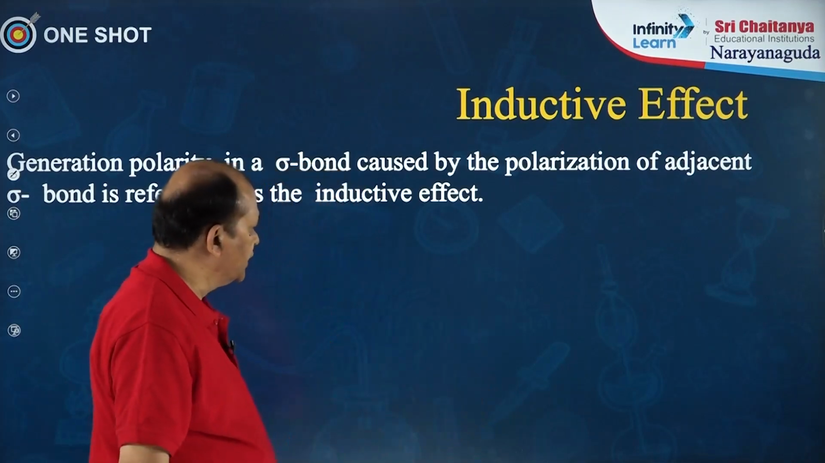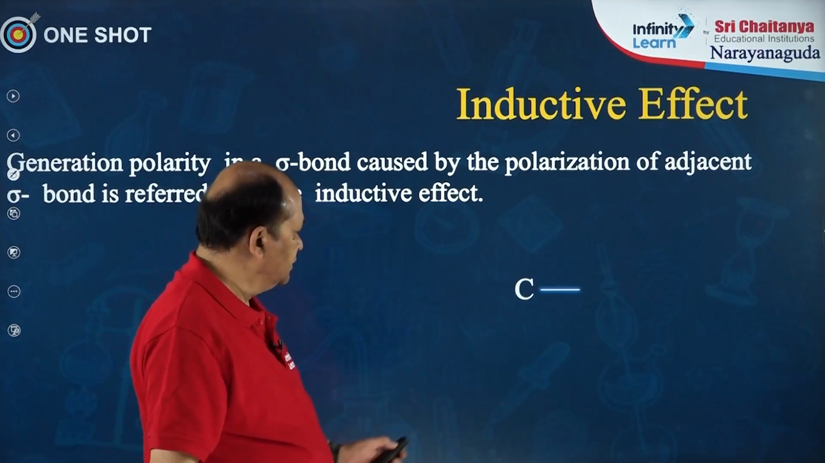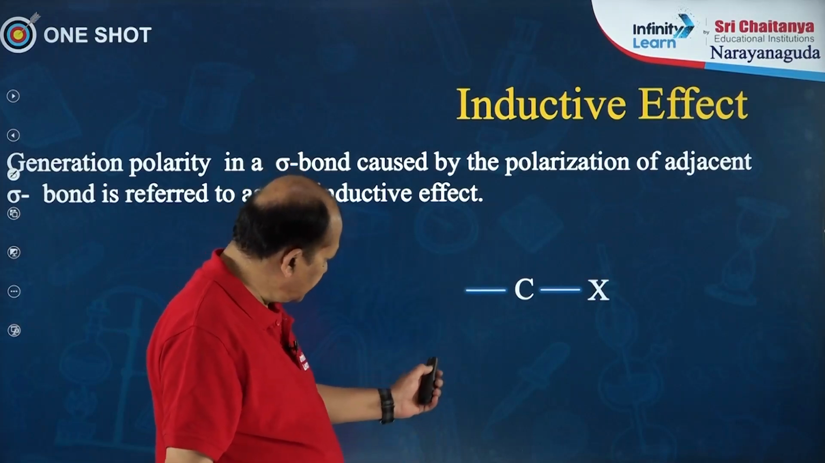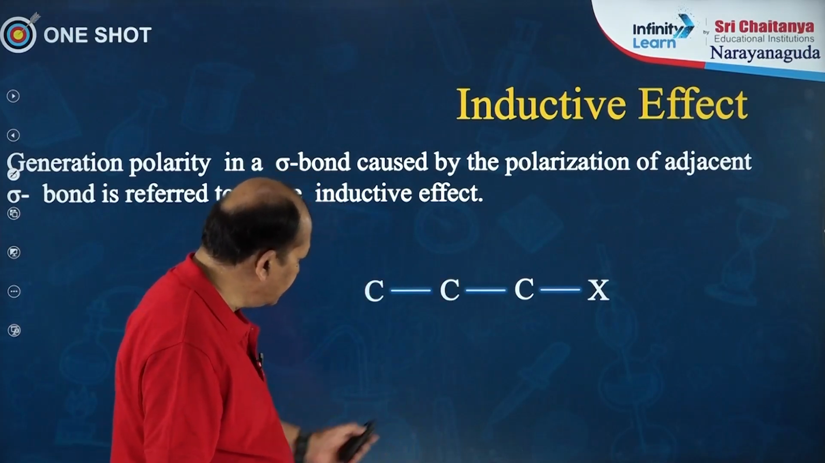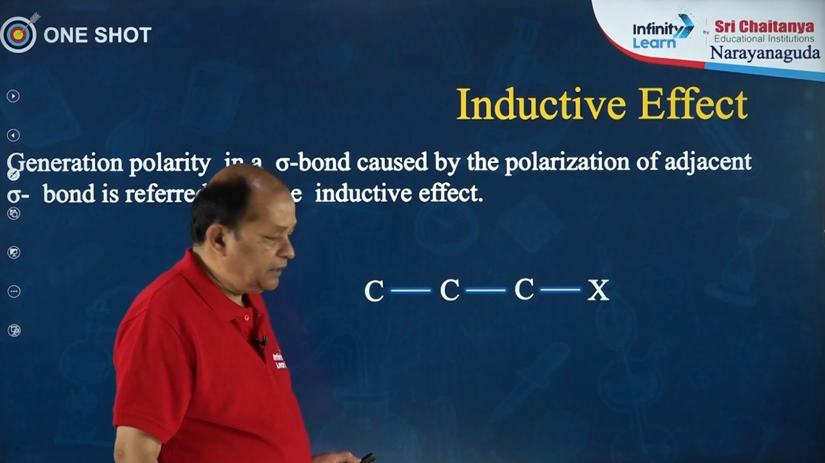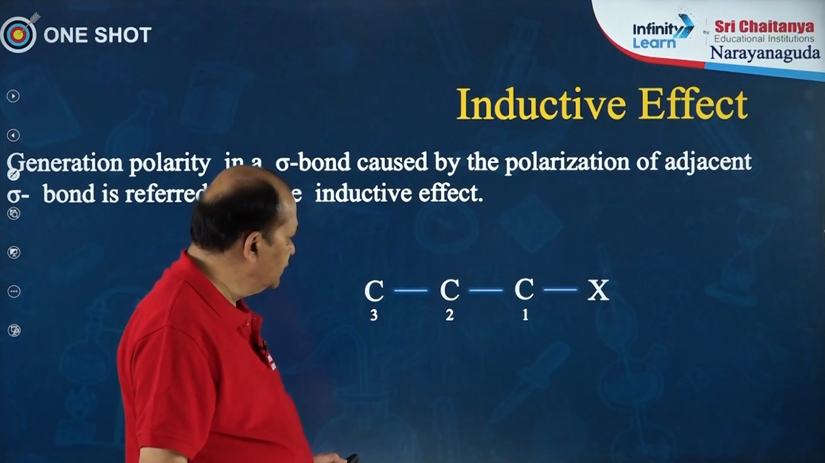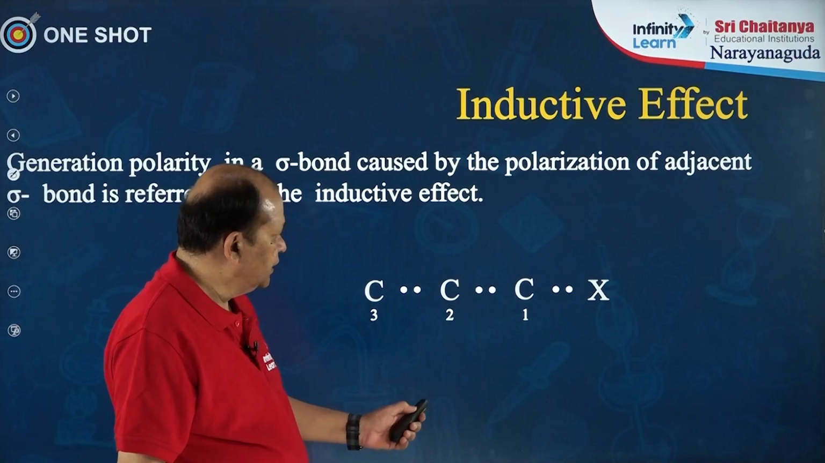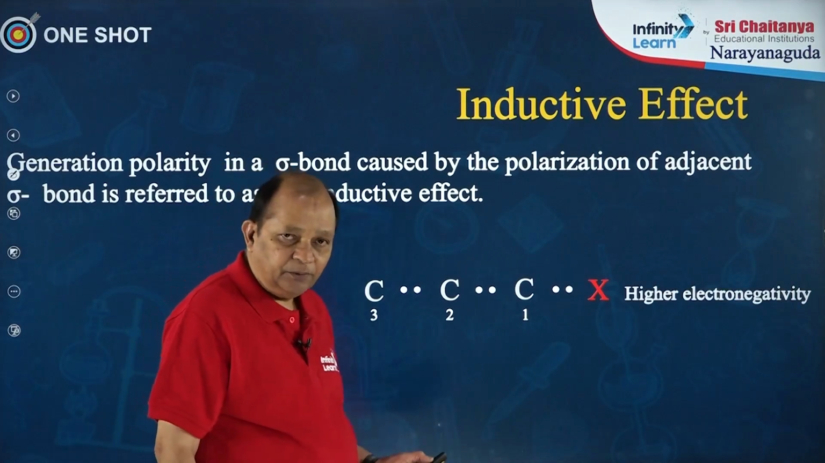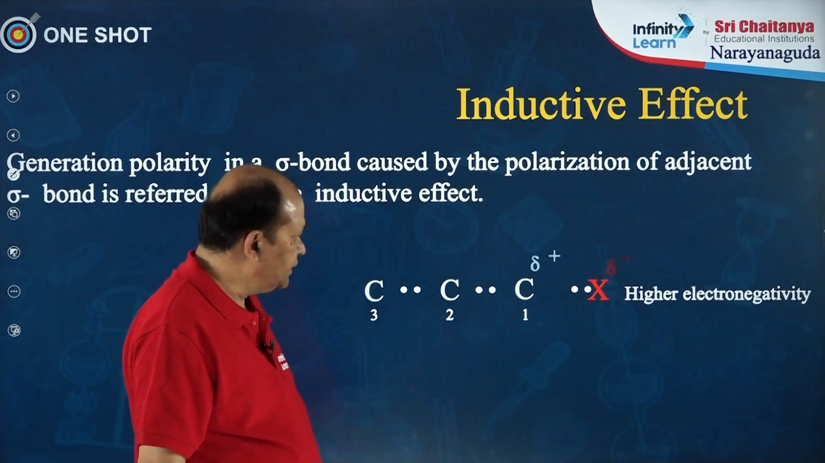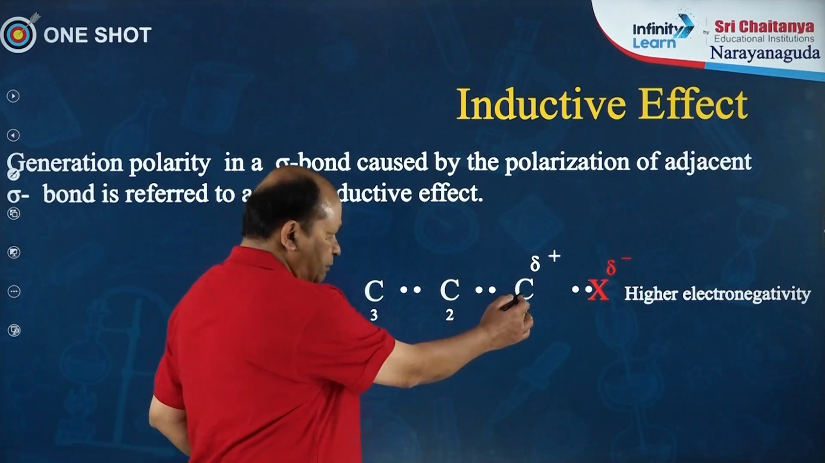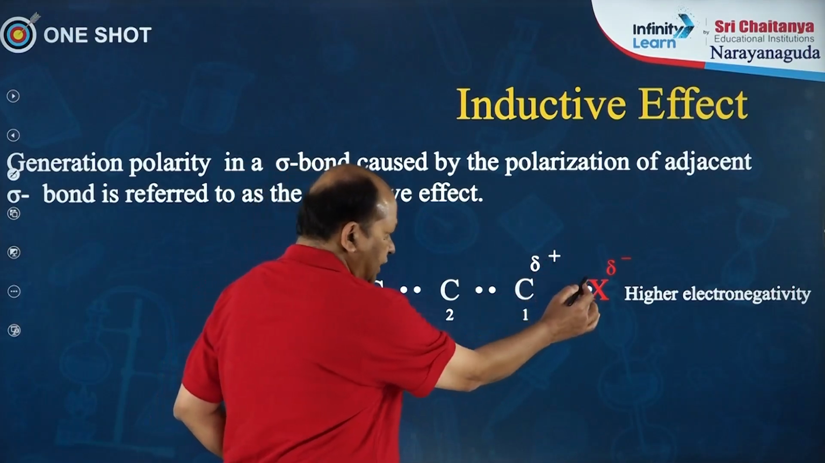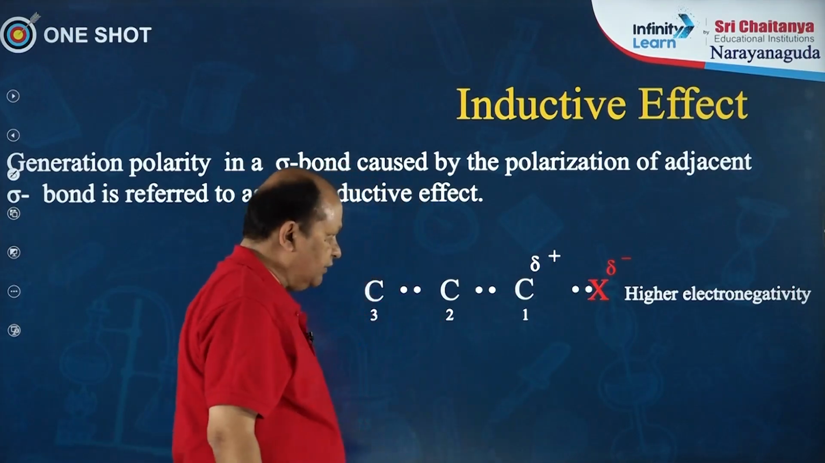Let us see. The carbon atom is bonded to a halogen, which in turn is bonded to another carbon. Like that, here we can see the 3 carbon atoms. Now, the bonds are shown in terms of electron pairs. The halogen, being more electronegative, is attracting the electron pair. As a consequence, a partial positive charge develops on carbon and a partial negative charge on the halogen.